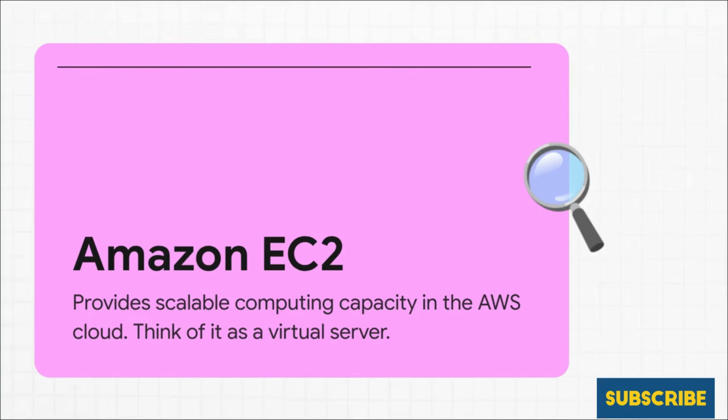First up, we've got the absolute workhorse of the cloud, Amazon EC2. The easiest way to wrap your head around this is to picture it as your very own virtual server that lives in the cloud. It's a machine that you set up and it can run your application 24/7. It's pretty much the foundation for a huge chunk of the modern internet.